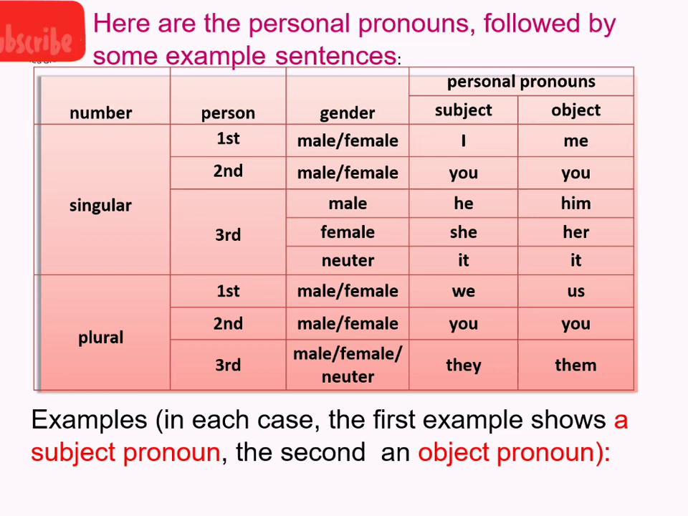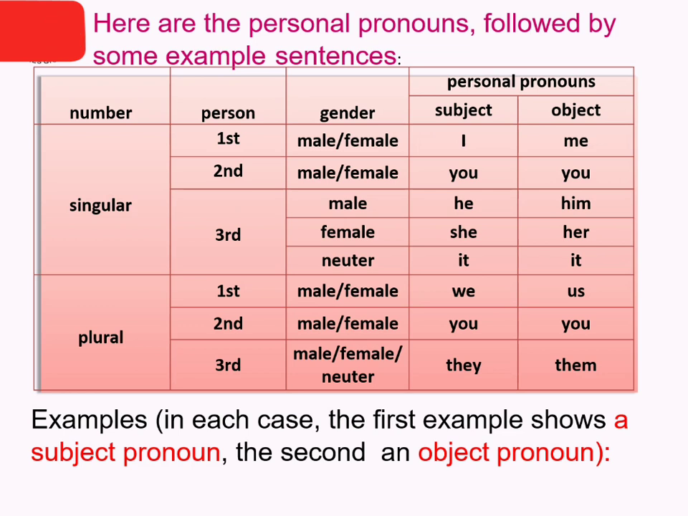Then you will have a better view of what we are talking about and how these pronouns will be used. Now move on to the plural number, meaning more than one. If the person is first and the gender is either male or female, we use "we" in case of subject, "us" in case of object, when the number is plural.